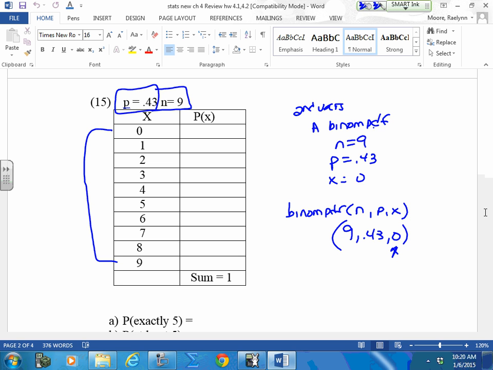Can everybody do that? At least start doing some of them. Try some of them. You need this chart to be able to answer the questions.